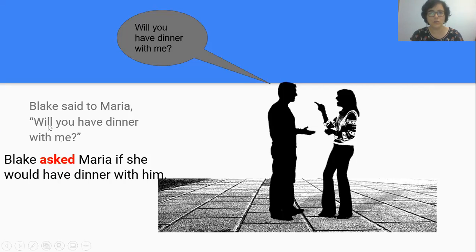And why would? Because would is the past tense of will. Okay? So if she would have dinner with him, change this pronoun too. So there are two pronouns here which you're changing. You and me. You becomes she and me becomes him.